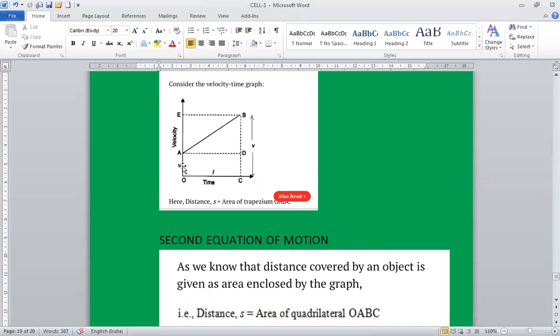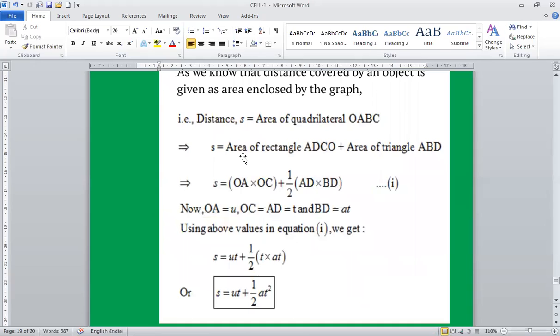The object is moving from O to A and then from B to C, and this is the distance: the area enclosed within O, A, B, C. This area is the distance covered. So we can say distance is equal to the area of quadrilateral OABC.